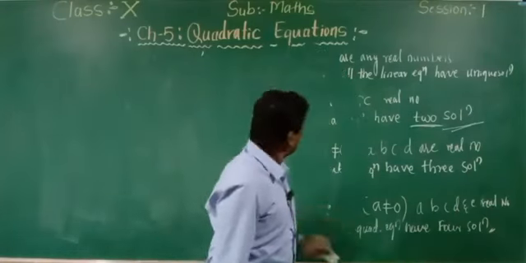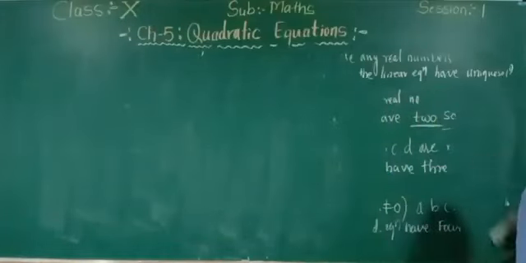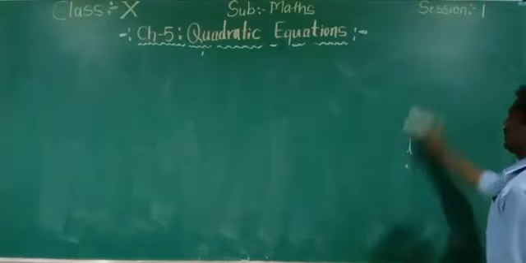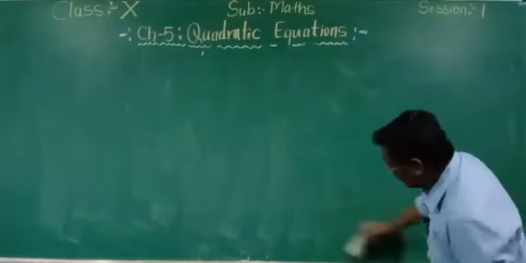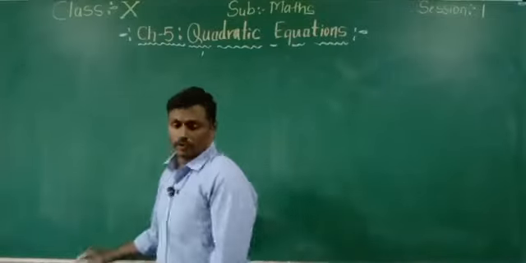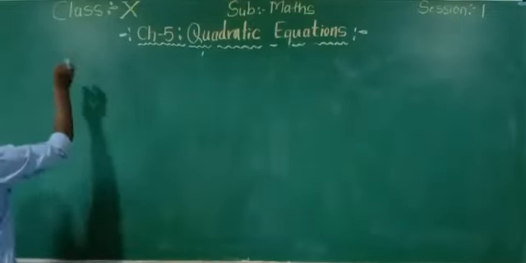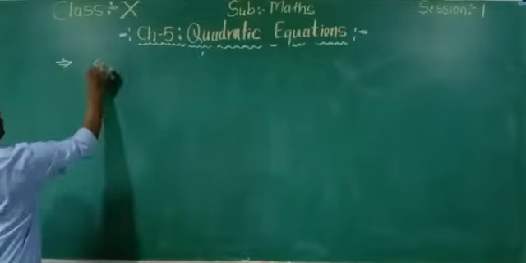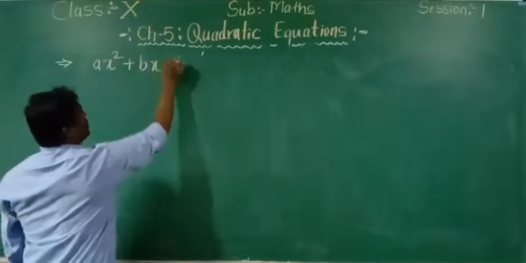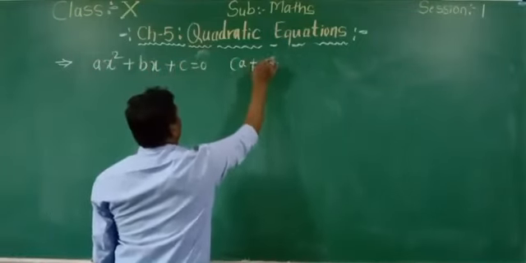So what do you mean by the quadratic equation? An equation whose highest exponential power is 2 is called a quadratic equation, or any polynomial with highest exponential power 2 is called a quadratic equation. And the standard form of the quadratic equation is ax square plus bx plus c is equal to 0, where a is not equal to 0.